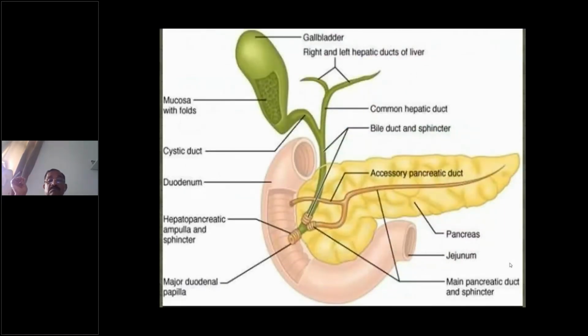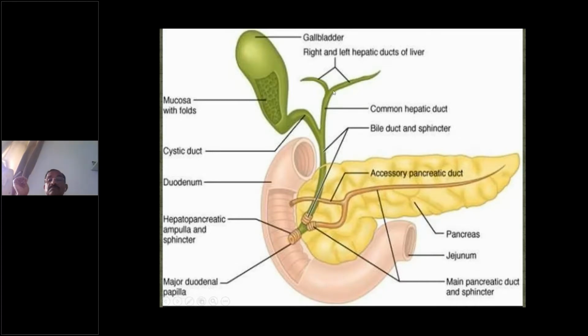Now, before we move on to the role of imaging in obstructive jaundice, a brief anatomy of the biliary tract. The gallbladder drains to the cystic duct, and from the liver there are right and left hepatic ducts which drain the liver segments. The left one drains segments 1 to 4 of the left lobe, and the right one drains segments 5 to 8 of the right.